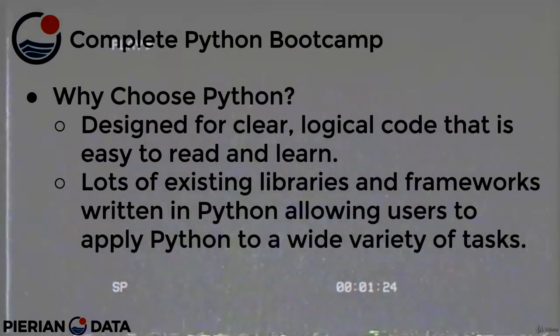So why would you want to choose Python? As I mentioned, ever since the beginning, Python was designed for clear, logical code that is easy to read and easy to learn. Lots of other programming languages use braces and brackets that can make code convoluted and maybe hard to read. But Python makes use of something called whitespace and indentation that we'll learn about later on in this course that makes its code very accessible. Even if you don't know Python but you know another programming language, you can usually read Python without knowing the real syntax behind it. That's how readable it is. Now, lots of existing libraries and frameworks are already written in Python as well, allowing users to apply Python to a wide variety of tasks. Another reason that Python has really become popular in recent years.